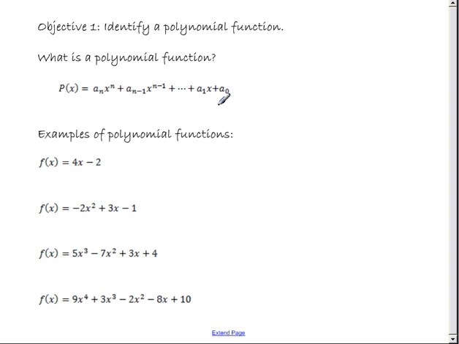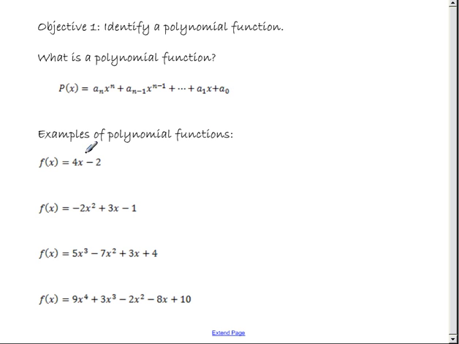You're probably freaking out looking at that notation, but just understand that a sub n is just a way to denote the coefficient that goes with the nth degree term. A sub n minus 1 is the coefficient of the next highest power. A sub 1 is the coefficient of the linear term, and a sub 0 is the constant term. I'll show you how that goes through here.